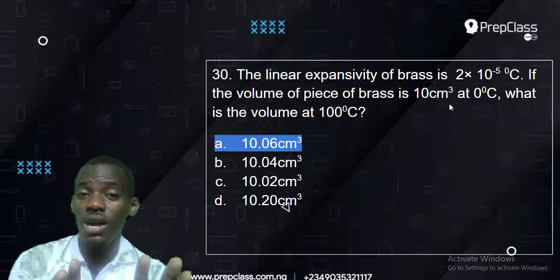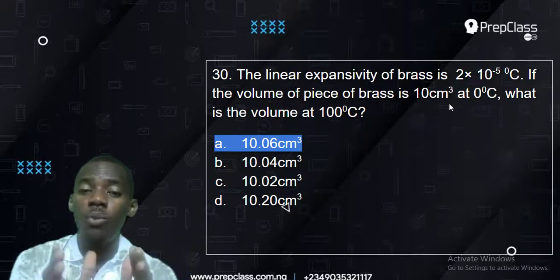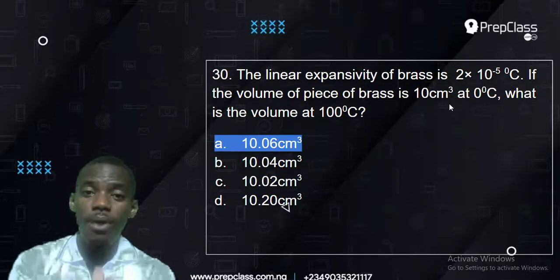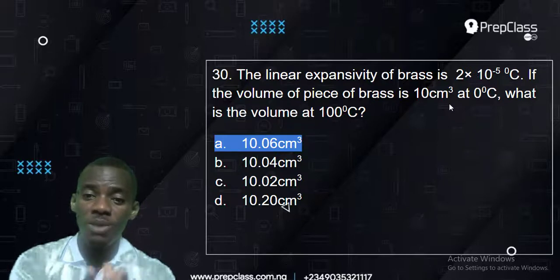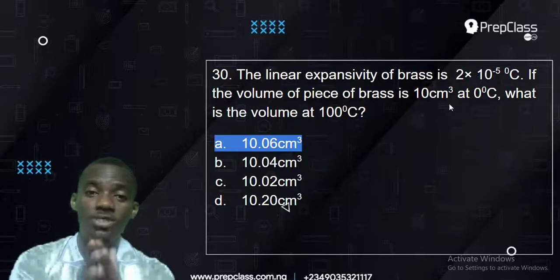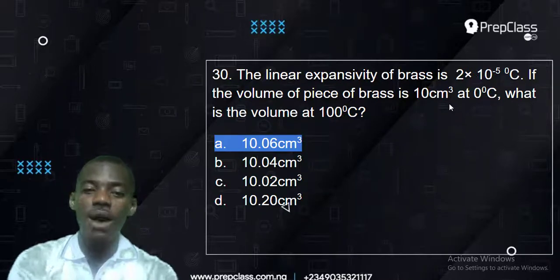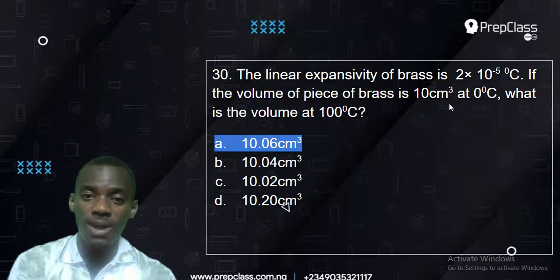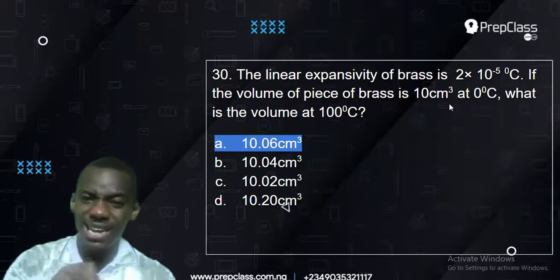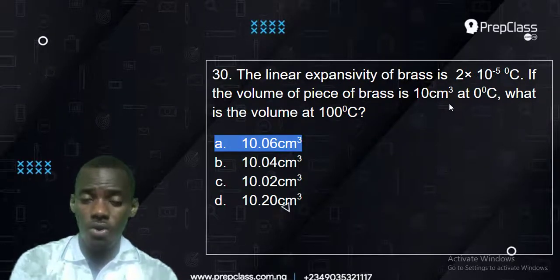Don't feel bad about that. What you just have to know is the formula. Once you know the formula for volume expansivity and for linear expansivity, you are going to get the question right always. It's just to know the formula to use. Now you might want to spend some time with some of these formulas. They are very key to unlocking the questions.